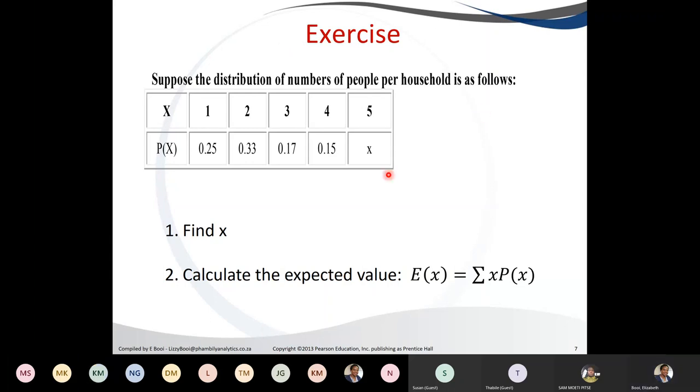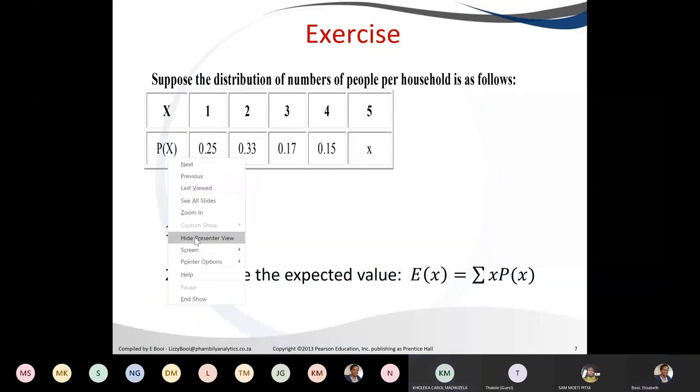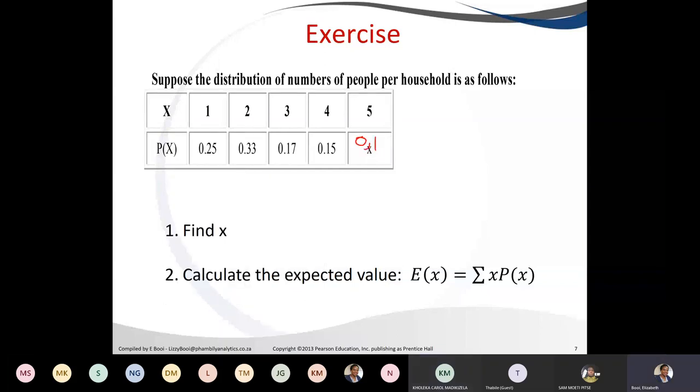Maybe I can try. Okay, thank you. So I deducted all of the values. I added 0.25, 0.23, plus 0.17, and 0.15 to get x, and I got 0.1. So that will be 0.1. That's what you got. Yes. Okay.